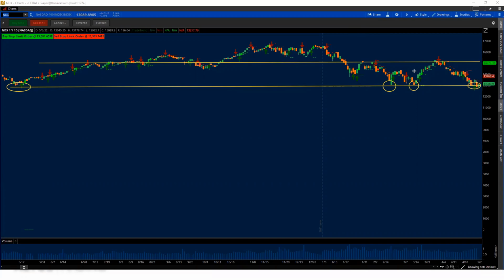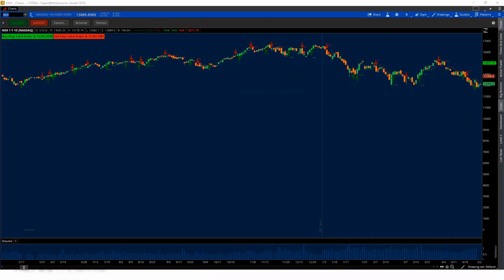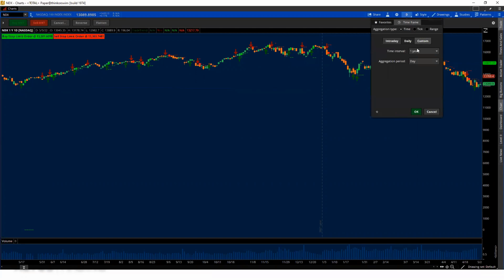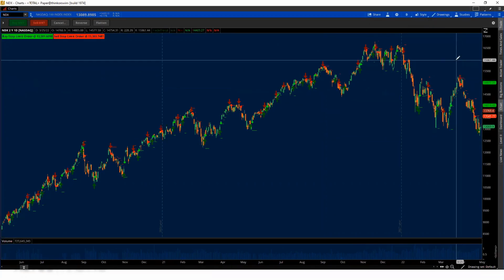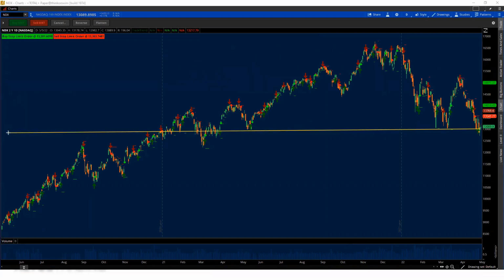So let's watch 13,000 really closely this week as a support level and see if it holds or breaks. If it breaks, then we've got a lot of room down to go. So let's zoom out, so that we're looking at 2 years worth of daily data. So 13,000. If that breaks, we're looking at right around 12,250 as our next major support on the Nasdaq.